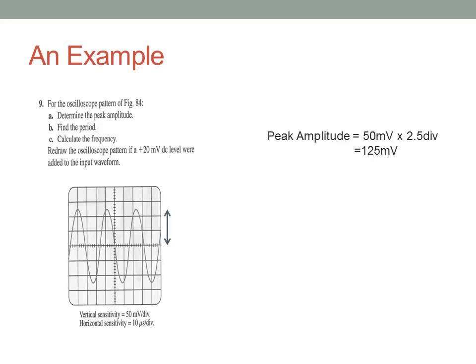To determine the period, we look at the distance between the crests of the graphs in the x direction, and times this by the time per division. To calculate the frequency, we sub the period into the formula frequency equals 1 divided by period.